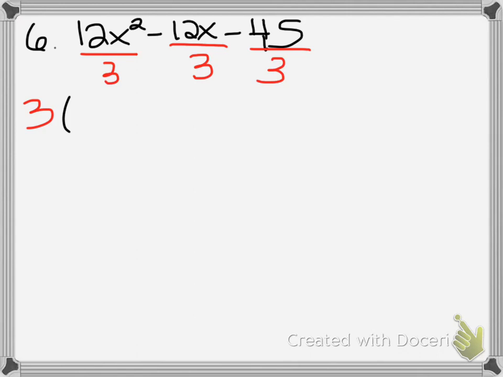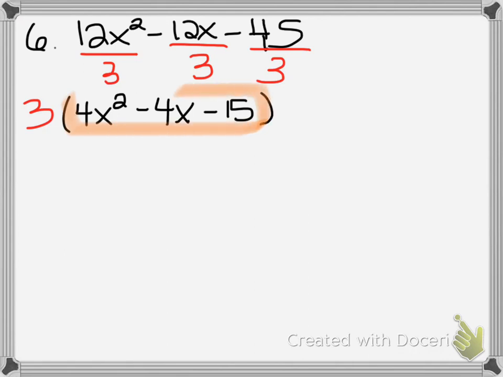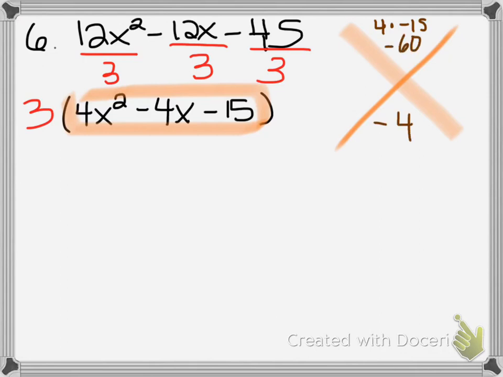So 12 divided by 3 is 4. And then 45 divided by 3 is 15. So now we're trying to do our X method on that piece. So again, the two numbers you multiply are first and last. So it's 4 and negative 15. So 4 times negative 15 to give me negative 60. And then add to a negative 4.